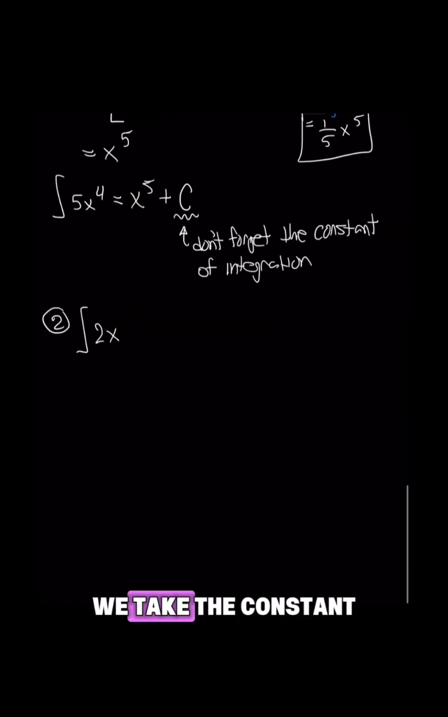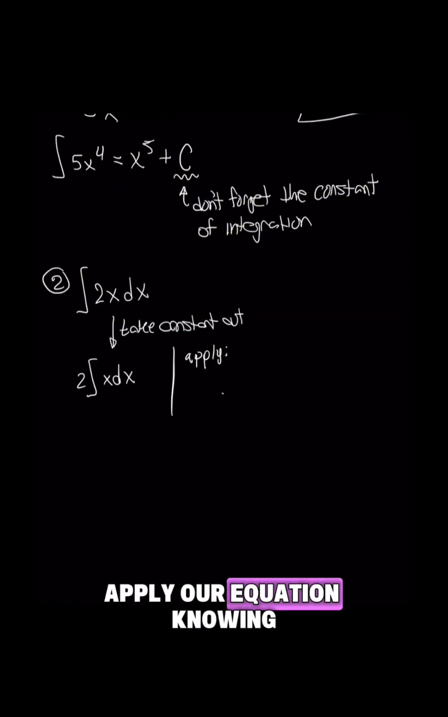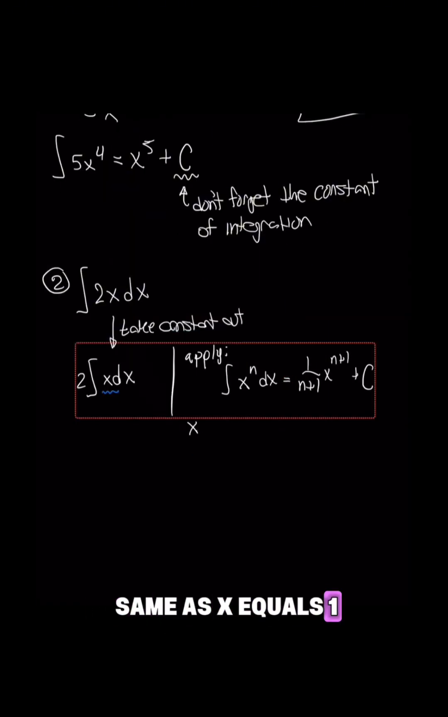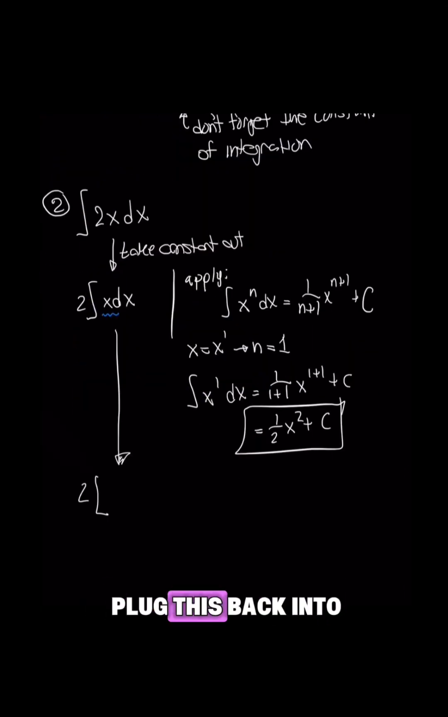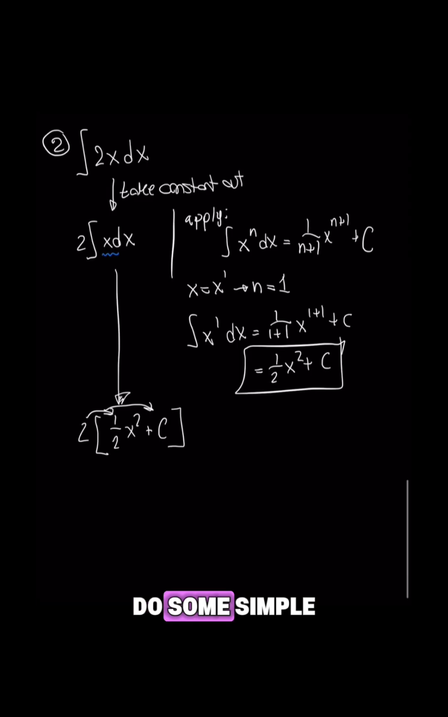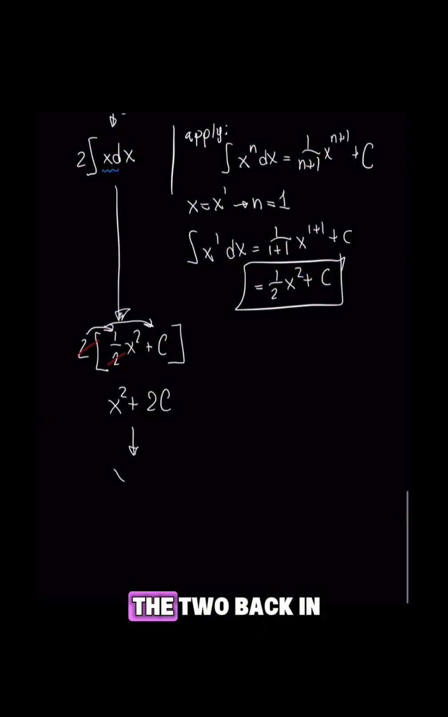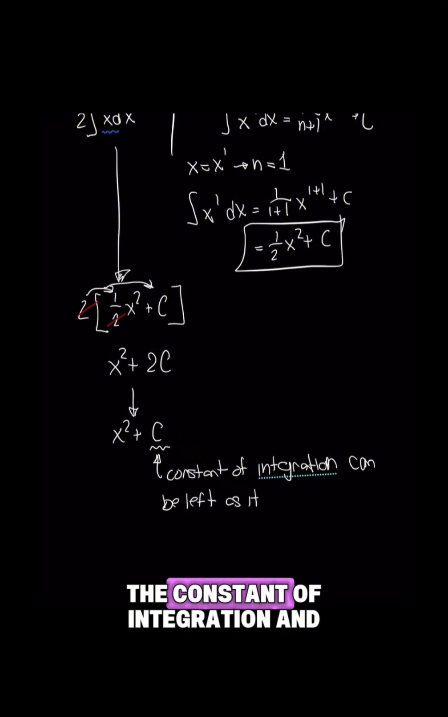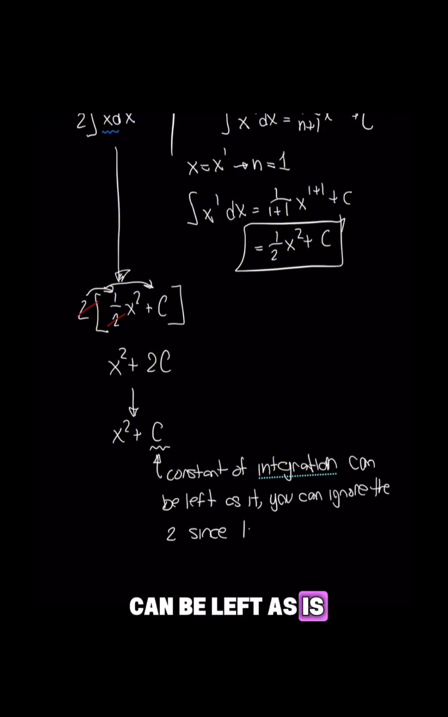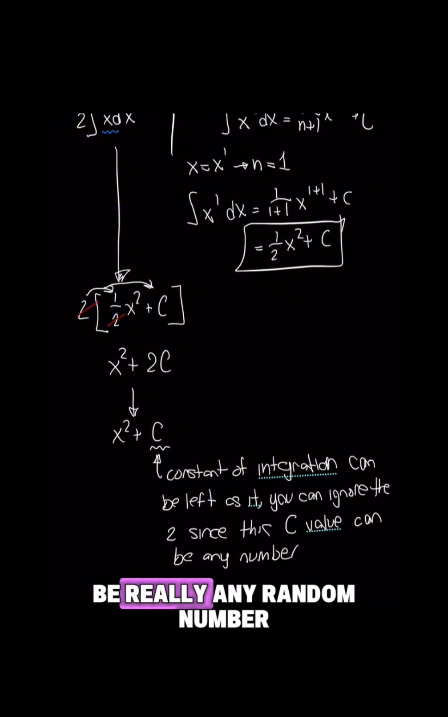For the second term, we can take the constant out again, apply our equation, knowing that x is the same as x to the power 1, so n equals 1 in this situation, so plug that in. Get this expression here, plug this back into our equation on the left, do some simple cancellations, and when we multiply the 2 back in, 2c can be simplified to just c because c is just the constant of integration and can be left as is. You can just ignore the 2 since this value can be really any random number.